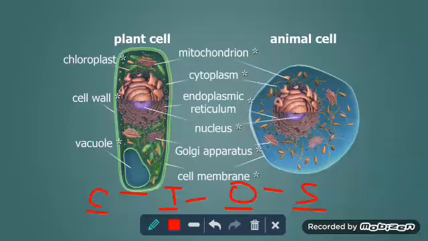Now, when a group of cells which perform similar function come together, they form a tissue. When a group of tissues which perform similar functions come together, an organ is formed. And when a group of organs which perform similar function come together, a system is formed.